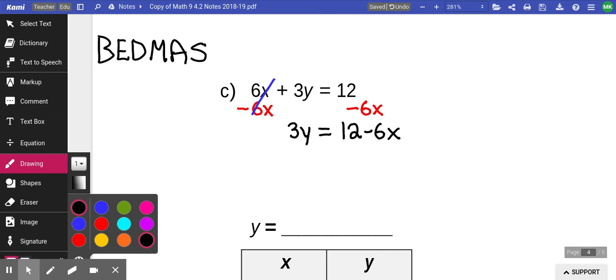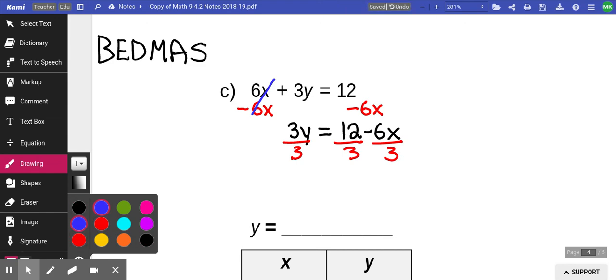Follow that pattern until you get y by itself. y is still not by itself. It has a 3 attached to it. That 3 means 3 times y. So we're going to divide by 3. The opposite of multiply is division. And when you divide, you divide everything. So I'm going to divide the 3y by 3. I'm going to divide the 12 by 3. I'm going to divide the 6x by 3.